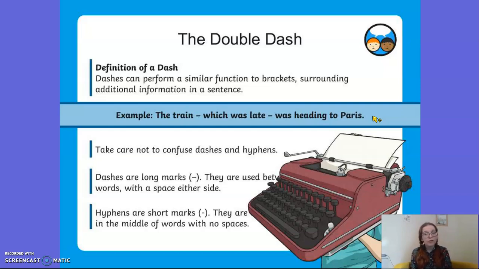Okay, a really important side note here: don't confuse your dashes and your hyphens. Hyphens are used in the middle of words to pull them together, whereas dashes are longer marks and they are used in between words with spaces either side. So when you're using a dash, make sure you leave a space just like you leave spaces between words.